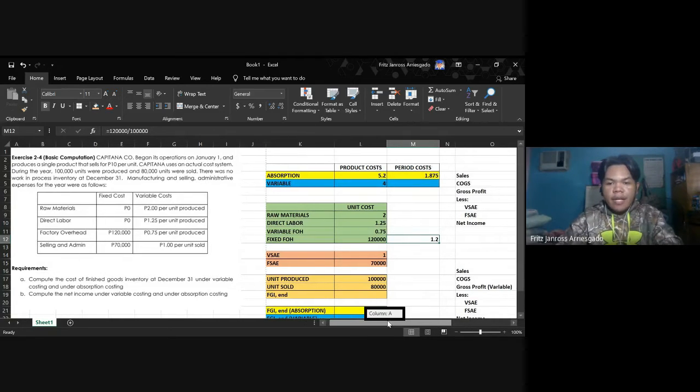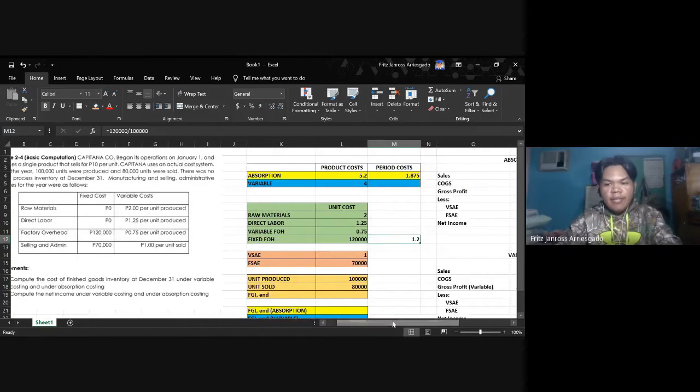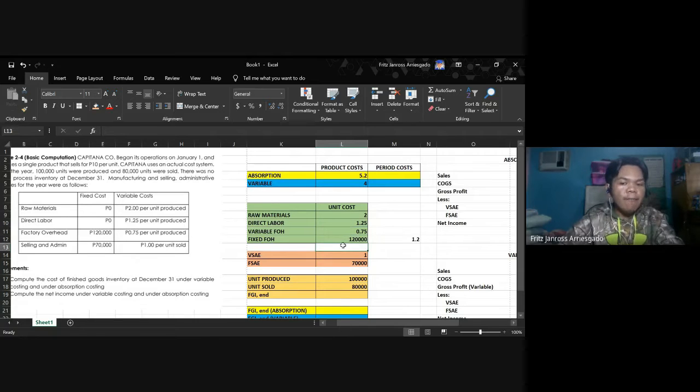Letter B, compute the net income for both absorption and variable. So here, I've already presented to you the different unit costs. So how to get the unit cost? So there it's given in the problem. So for raw materials, it's 2 pesos. For direct labor, it's 1.25. For variable factory overhead, that's 0.75. And for the fixed factory overhead, that's 120,000 pesos in total.